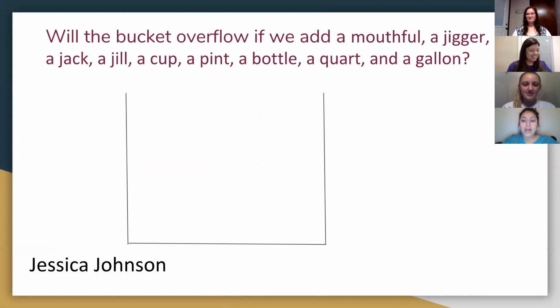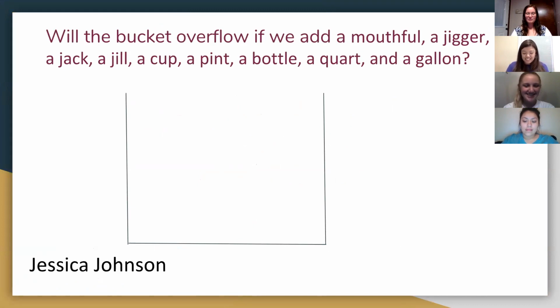Jessica, will the bucket overflow if we add a mouthful, a jigger, a jack, a jill, a cup, a pint, a bottle, a quart, or a gallon? Cece, I'm so glad you asked that question. Wait, what is a jack and a jill? I know, right? And what is a jigger?